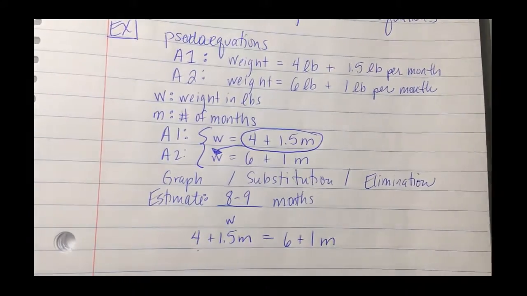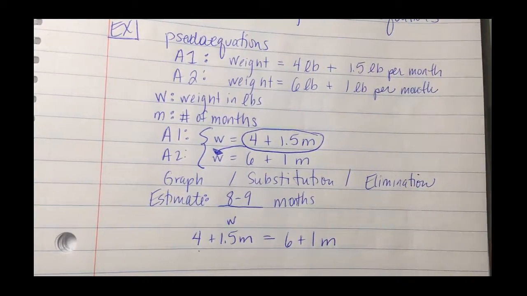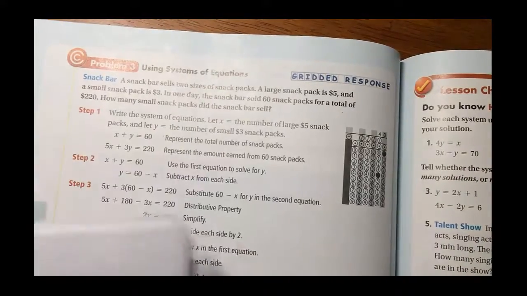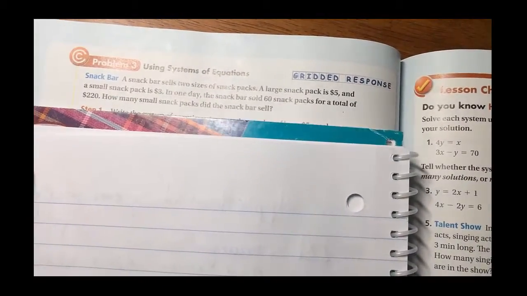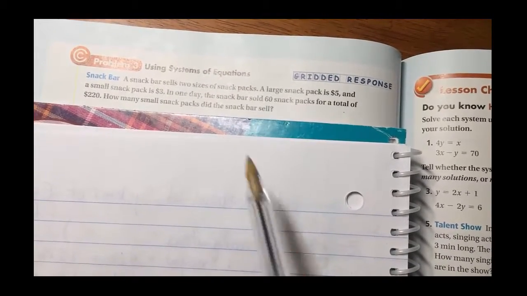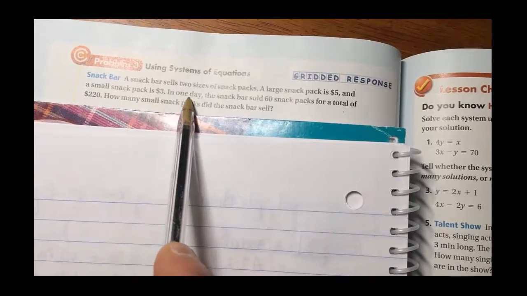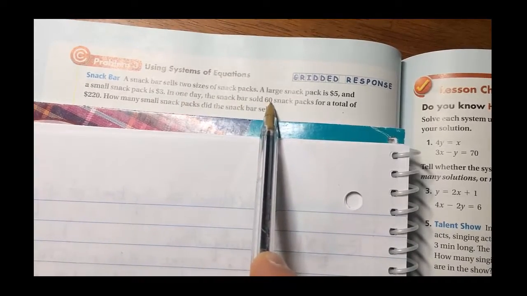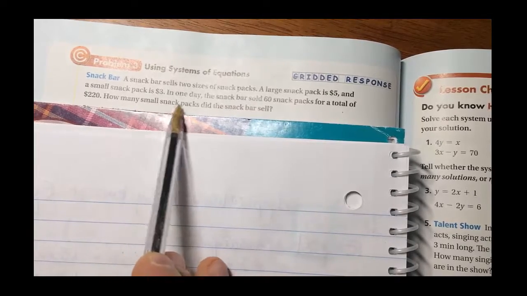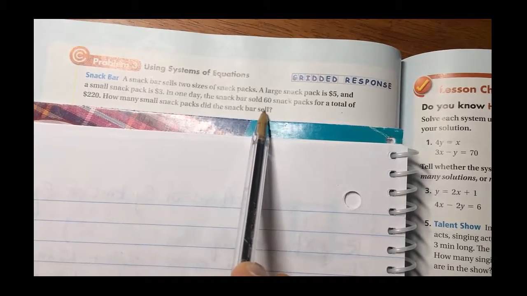So we're going to do one more example, just setting up and writing the equations. Okay, we're going to do this snack bar problem here. It says a snack bar sells 2 sizes of snack packs. A large snack pack is $5 and a small snack pack is $3. In one day, the snack bar sold 60 snack packs for a total of $220. How many small snack packs did the snack bar sell?